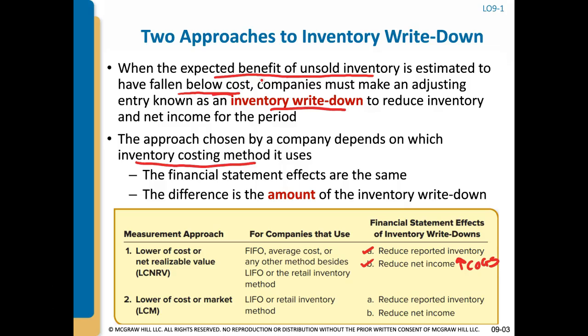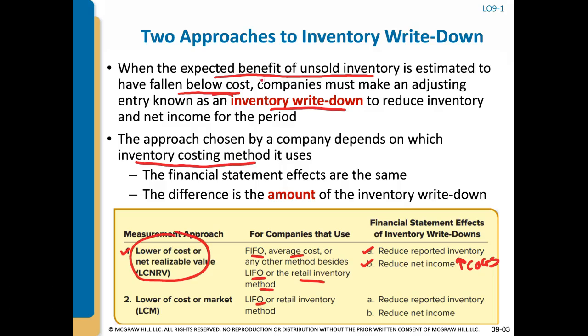And the measurement approach to determining if you need an inventory write down is based on the inventory costing method that a company uses. So if the company uses FIFO, average cost, or basically any other method besides LIFO and the retail inventory method, which we will get to in a later video, then they must use the lower of cost or net realizable value. And that's in another video where I've gone over this approach.